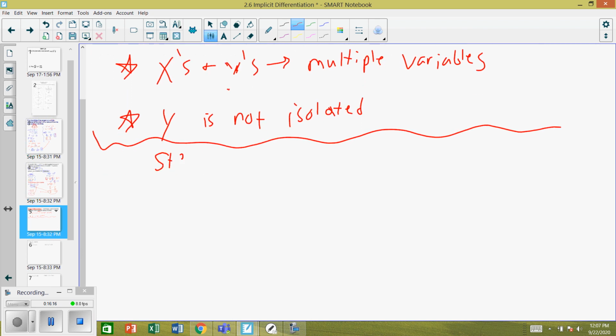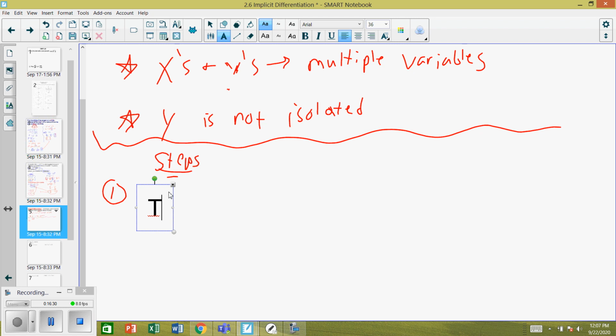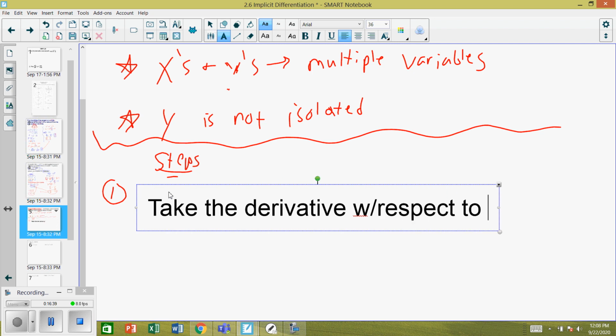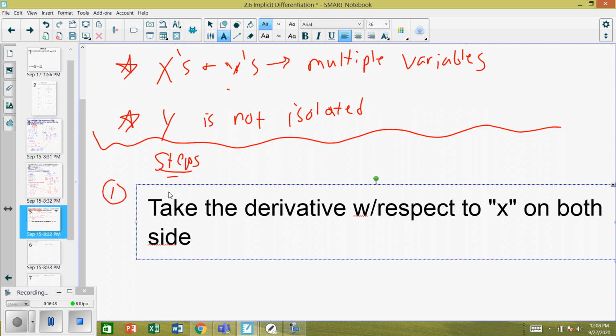All right, step one. You're just going to take the derivative with respect to x on both sides of the equation. I'm going to type this out, it's faster for me to type. So you're going to take the derivative with respect to x on both sides of the equation, which is what we did earlier. We took the derivative of both sides with respect to x. Okay, that's step one.